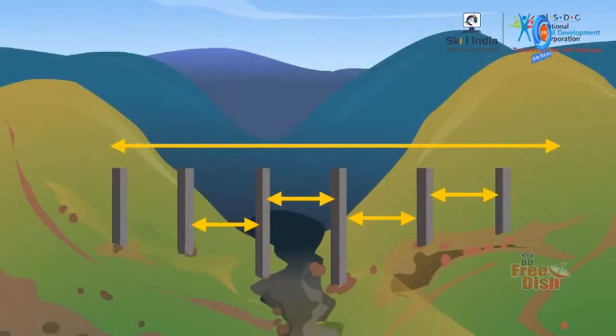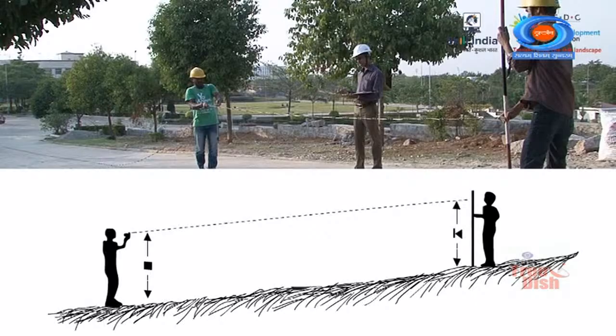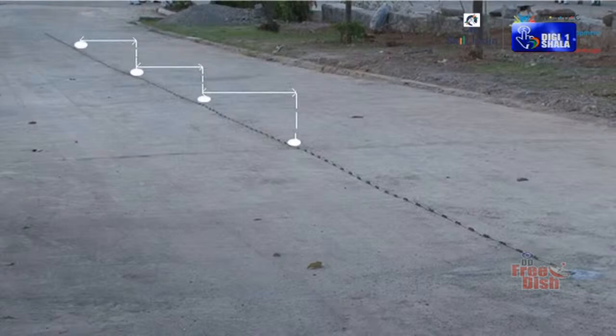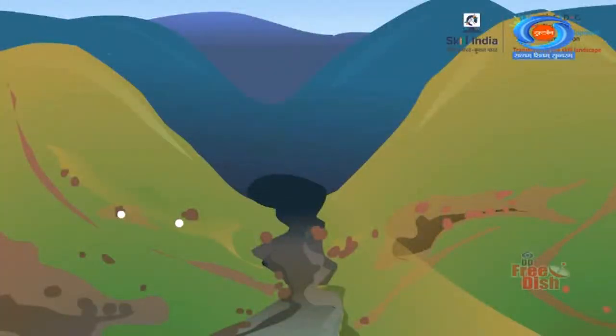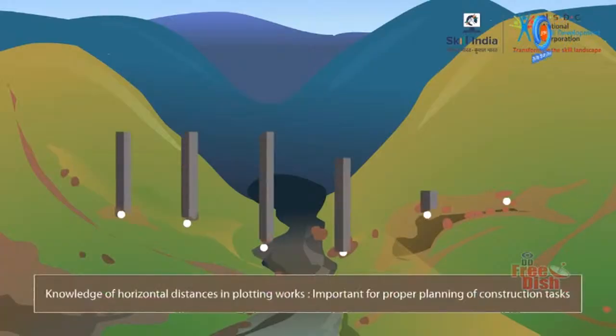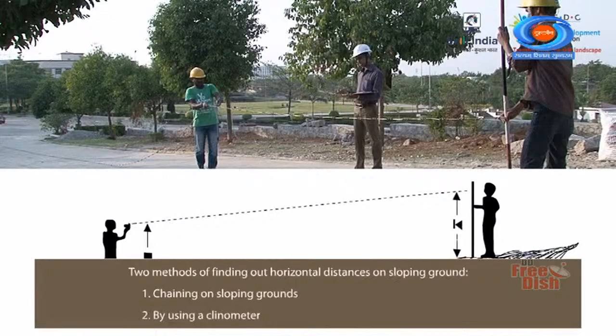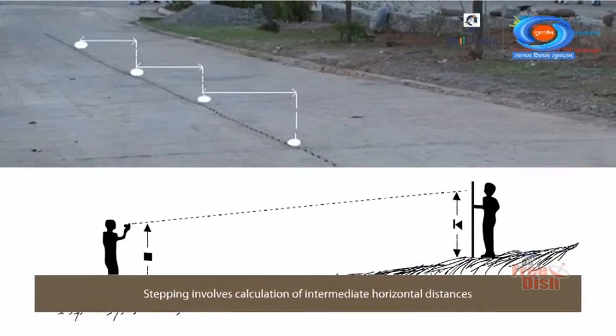In this module, you have learned the importance of horizontal distance in plotting works. The two methods for getting the horizontal distance on sloping grounds, and how to determine the horizontal distance using the two methods. Prior knowledge of horizontal distances in plotting works is important for proper planning of construction tasks. The two methods of finding out the horizontal distances on sloping ground are by chaining and by using a clinometer. Stepping involves calculation of intermediate horizontal distances and adding them up.